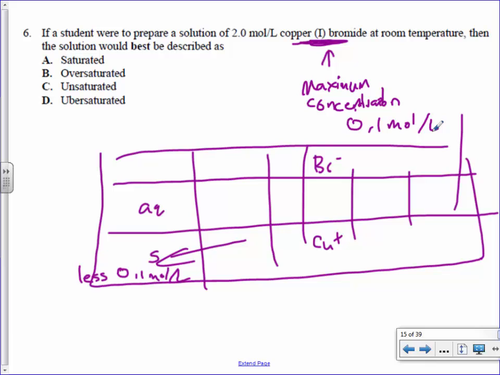No. So think back to our lab. At this point, you're shoving so much solid into your little test tube that the only way you can get it to dissolve is if you increase the temperature. Right? It is so past its capacity that therefore it must be oversaturated. Does that logic make sense?